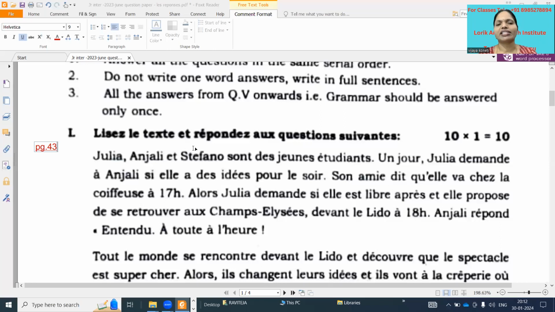"Lisez le texte, répondez aux questions suivantes." Read the text and answer the following questions. So it is 10 marks, 10 into 1. How many marks? 10 marks.